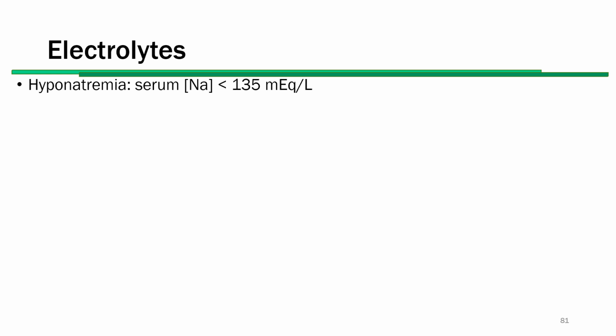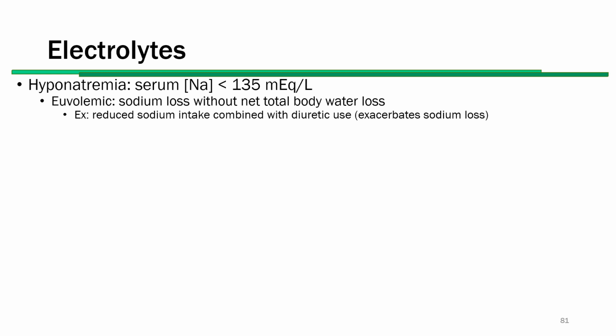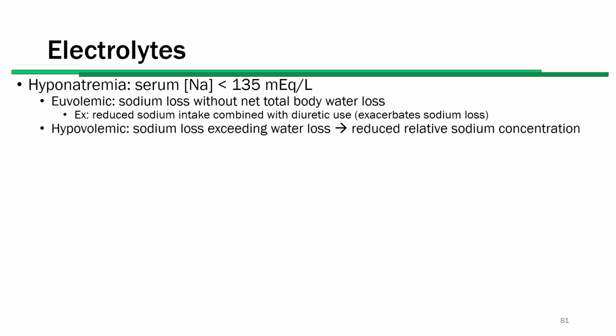Hyponatremia is serum sodium below 135 milliequivalents per liter. Can be euvolemic, sodium loss without a net total body water loss. So if there's a reduced sodium intake combined with a diuretic, that can exacerbate the sodium loss. Hypovolemic would be sodium loss exceeding water loss, so reduced relative sodium concentration, because we're looking at hyponatremia now.